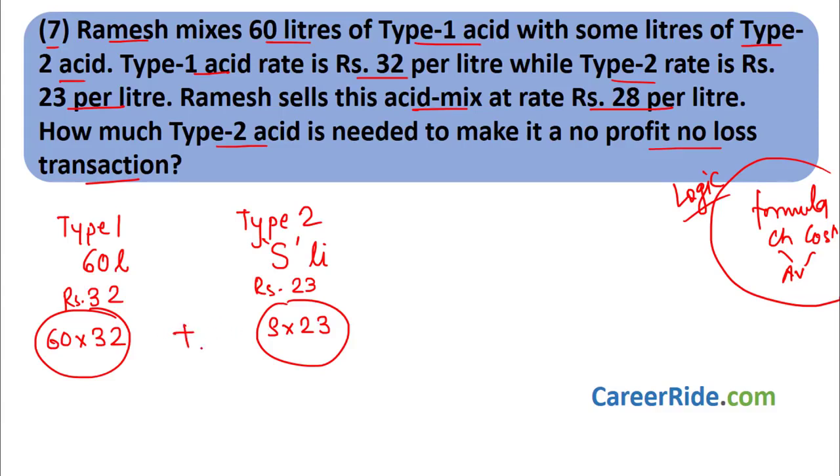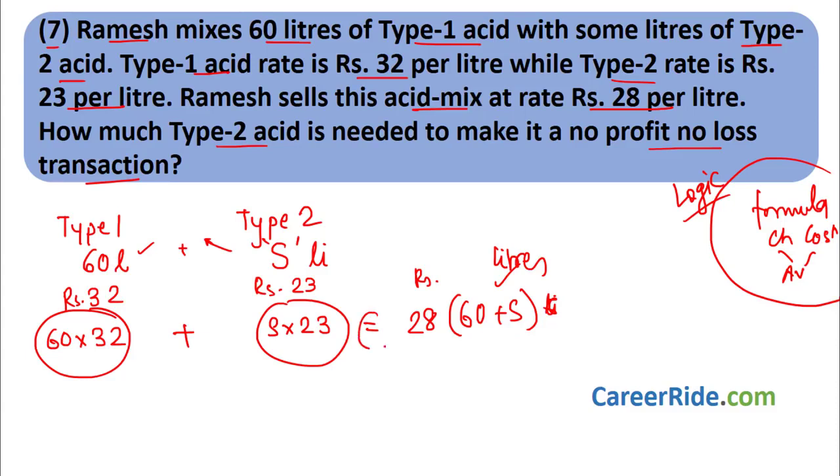He mixes both and he sells the mixture, to whom? To outside at the rate of 28 rupees per liter. How many liters of mixture will there be? 60 plus S. When we mix both types of acids, the total acid which Ramesh will get is 60 liters plus S liters. That is the total amount of acid in liters, and rate of this mixture is rupees 28 per liter. So total amount which he'll get is rupees 28 into (60 plus S).